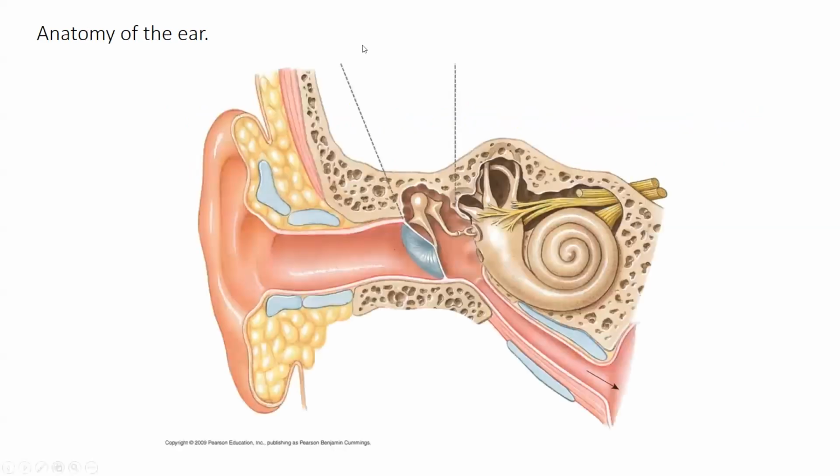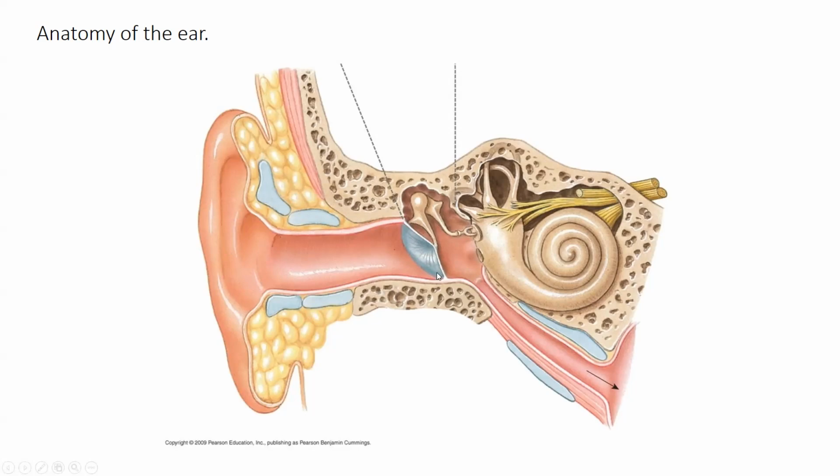Here's a nice picture of the ear. Working our way from the outside in, the outer flap on the side of your head is known as the pinna, and it funnels sound waves, physical motion of air molecules, into the auditory canal to the eardrum or tympanic membrane. Everything from the tympanic membrane out is the outer ear.